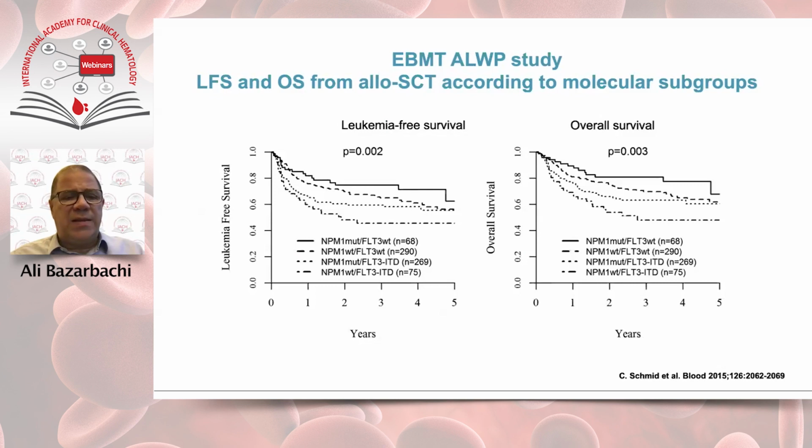But even in the transplant setting, this EBMT Acute Leukemia Working Party study published by Christoph Schmid in 2015 showed a lower leukemia-free survival and overall survival for patients with FLT3-ITD mutation. And indeed, what matters is the combination of nucleophosmin-1, or NPM1, mutation with FLT3 mutation. Patients with mutated NPM1 and wild-type FLT3 have the best outcome. Patients with wild-type NPM1 and FLT3-ITD have the lowest LFS and OS, and the others are in between. So there is a high risk of relapse even in the transplant setting.